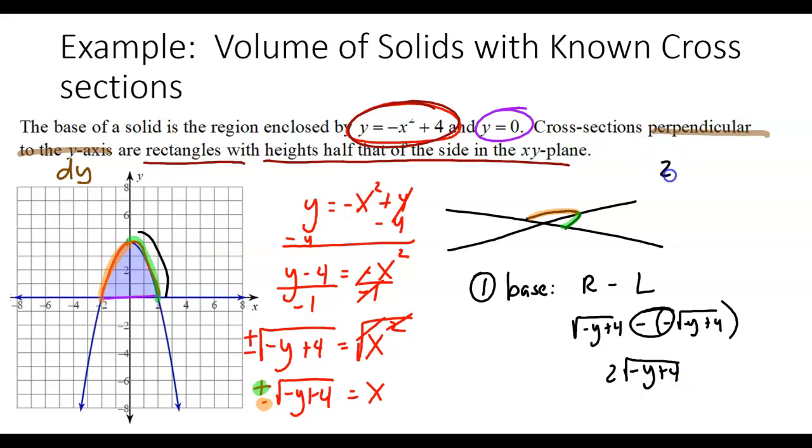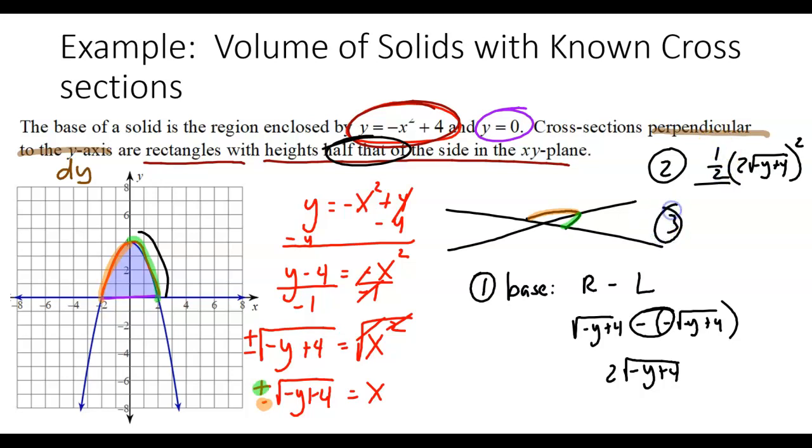All right, step 2. What formula are we going to use? Well, we're doing a rectangle. And a rectangle is your base squared. So it's going to be 2 square root of negative y plus 4 squared. And then some k value goes here. Well, they tell me that the height is half the base. So what's going to go here is a half. So that's my area formula.